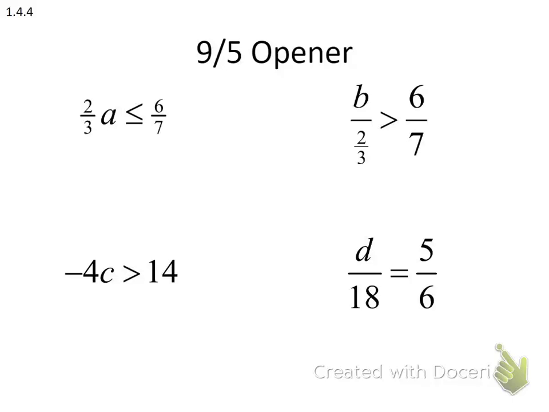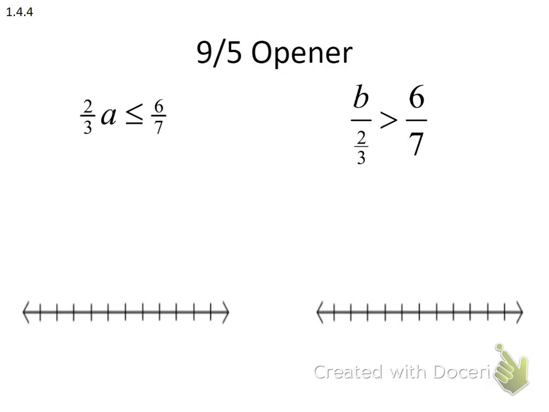So today's opener, we do have a couple of different problems up here than what we've seen before. It's the exact same things that we've been doing. We know it's still solving inequalities and solving equations because of the inequality signs and the equal sign, but I threw some fractions at you. So let's take a look at the first two here. So we have 2/3 times a is less than or equal to 6/7.